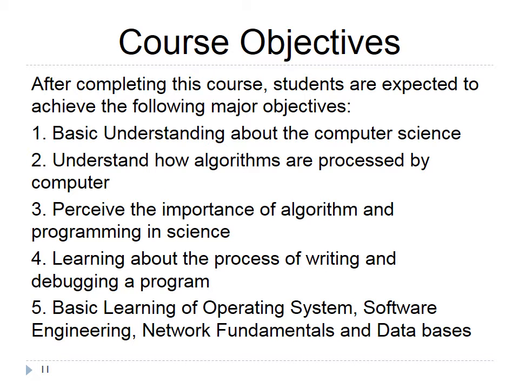Let's discuss the objectives and goals of this course. I hope after completing this course, students are expected to achieve the following major objectives. Number 1, basic understanding about the computer science. Number 2, understand how algorithms are processed by computer. Number 3, perceive the importance of algorithm and programming in computer science.